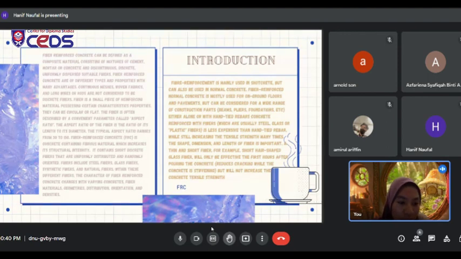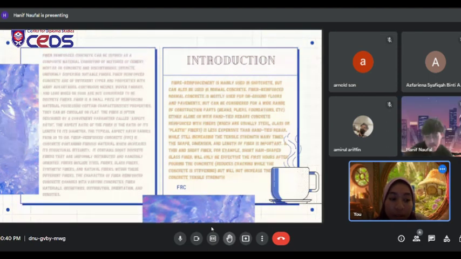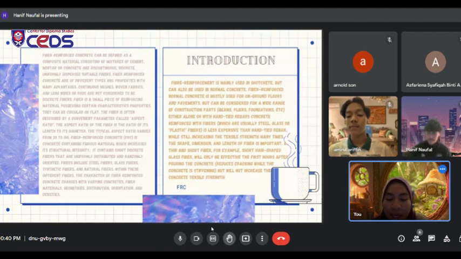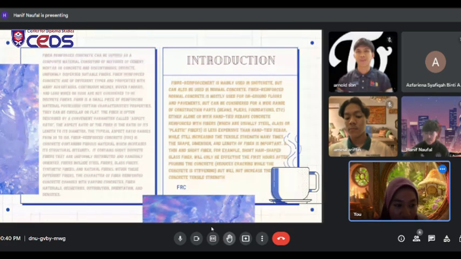They can be circular or flat. The fiber is often described by a convenient parameter called aspect ratio. The aspect ratio of the fiber is the ratio of its length to its diameter. The typical aspect ratio ranges from 30 to 150.